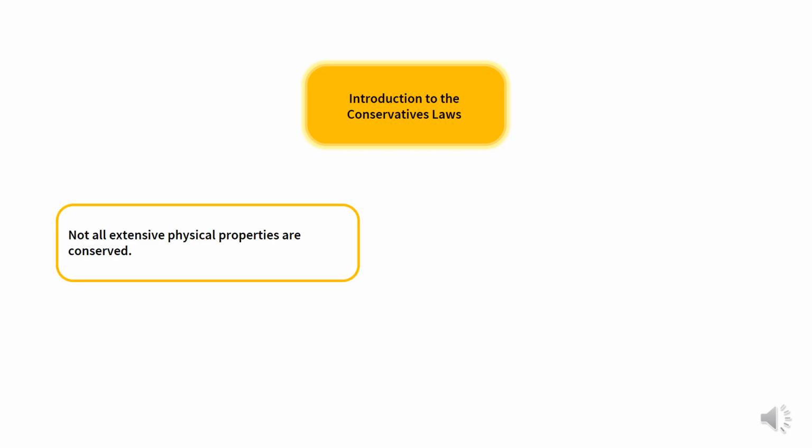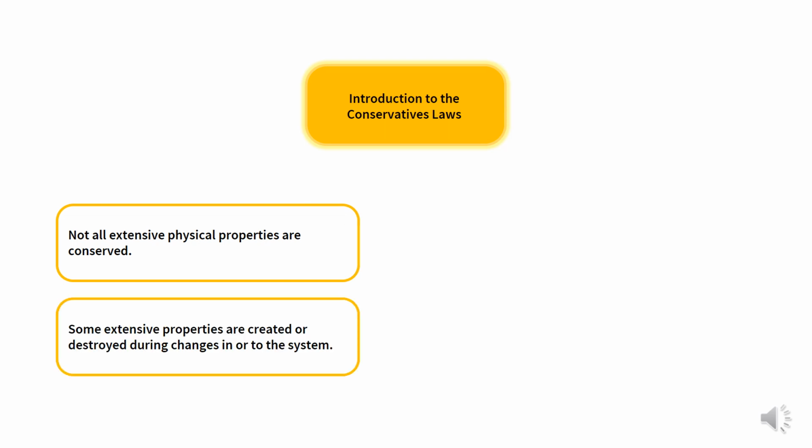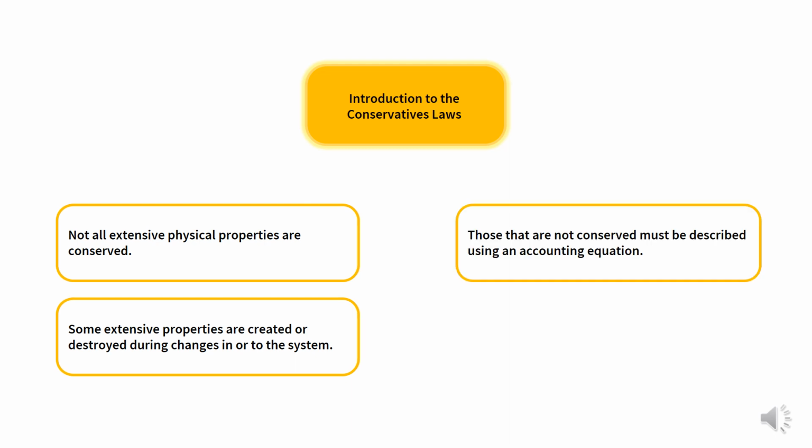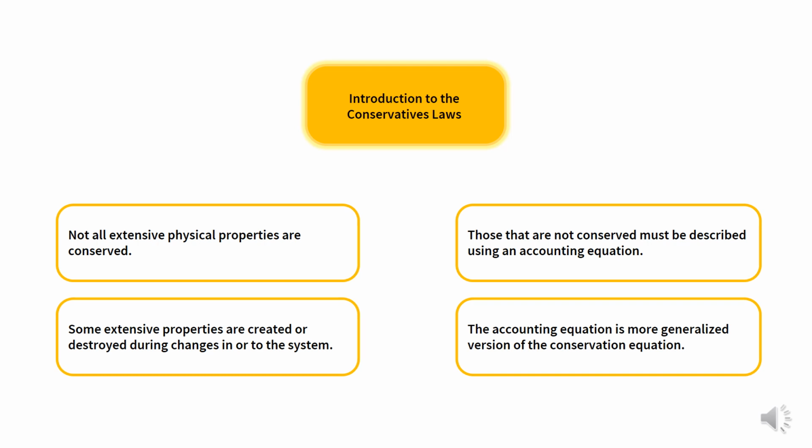It should be noted that not all extensive physical properties are conserved. In other words, some extensive properties are created or destroyed during change in or to the system. Those that are not conserved must be described using an accounting equation. This accounting equation is a more generalized version of the conservation equation. Numerous examples of the application of accounting and conservation equations will be discussed later in the next segment.